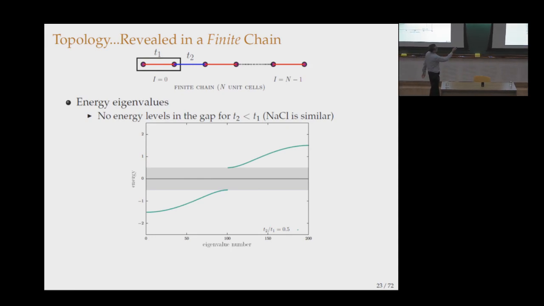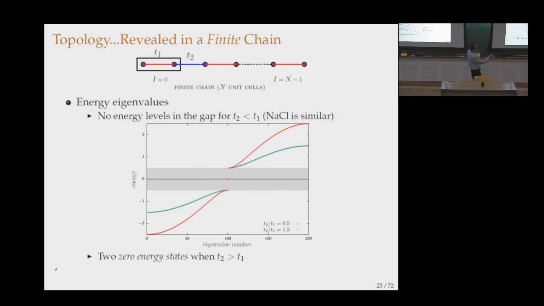What I've shown here is T2 by T1 equal to 0.5. And you see, this is the spectrum of the chain. I've just numerically solved this. It's a chain which is 100 unit cells long, so there are 200 eigenstates. You see all these eigenstates and there are no energies between this value and this value, which means that there's a gap, and these are the states in the valence band. Now I look at T2 by T1 greater than 1, right?